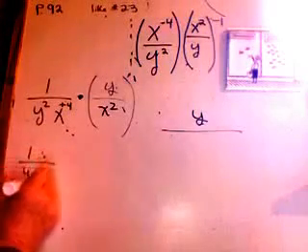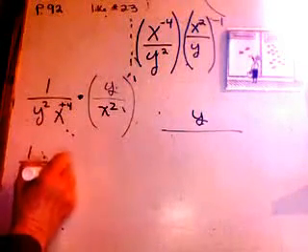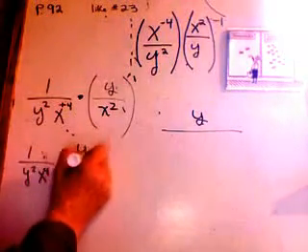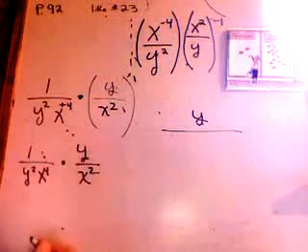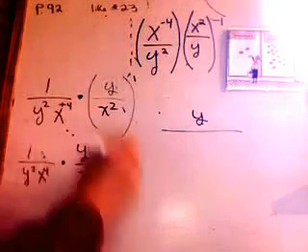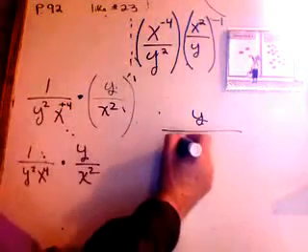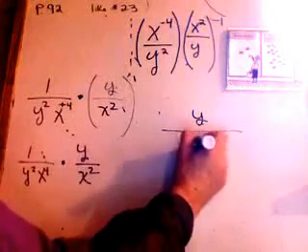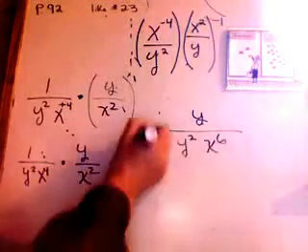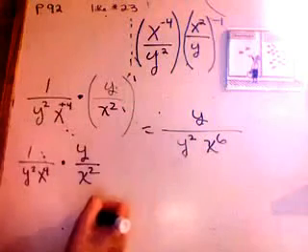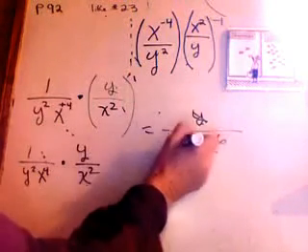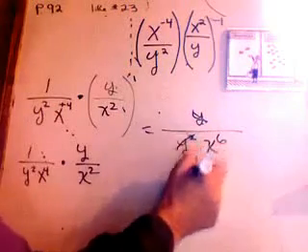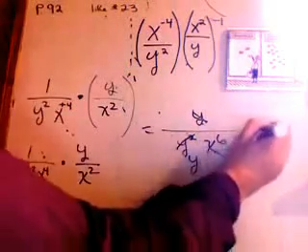So I have 1 over y squared x to the fourth times y over x squared. And then I'm going to multiply the bottom. So I get y squared x to the 6th. 1 times y is y. Now I can reduce. Do you see what I can reduce? This y with this.